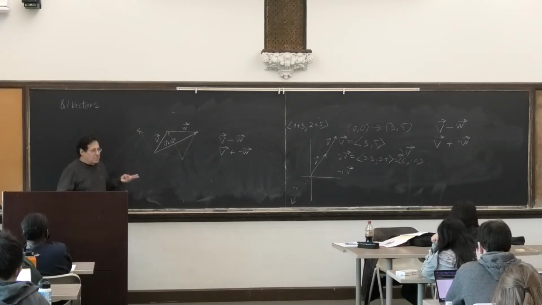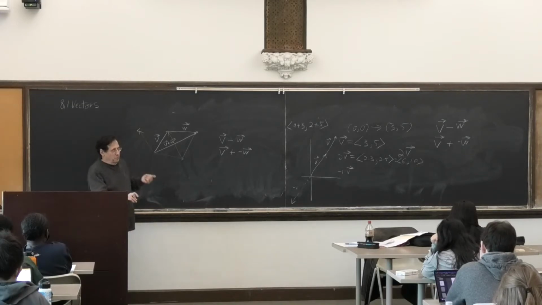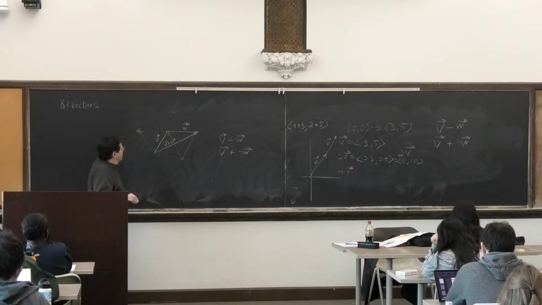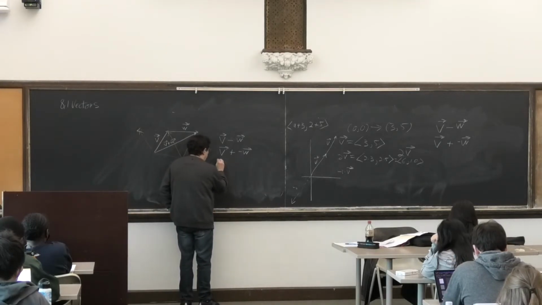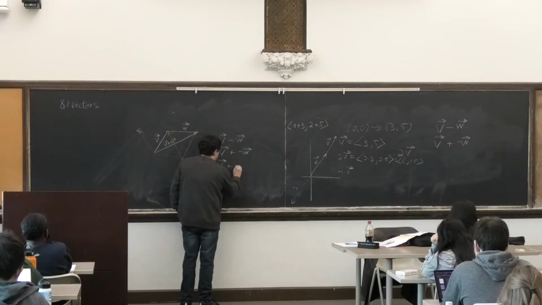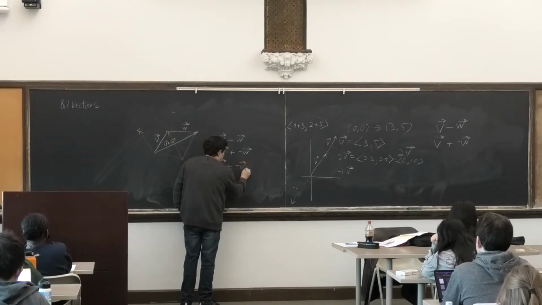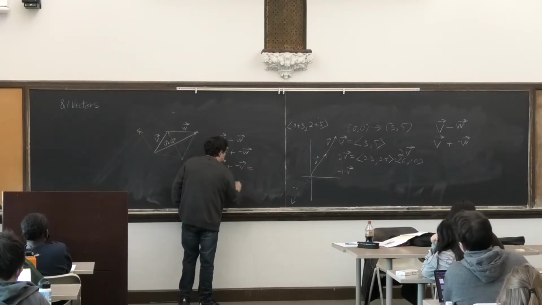So now we have three operations on vectors. We can add them, we can subtract them, we can multiply them by a constant. This brings up just one important point. What happens if I add v to negative v, or subtract v from itself?